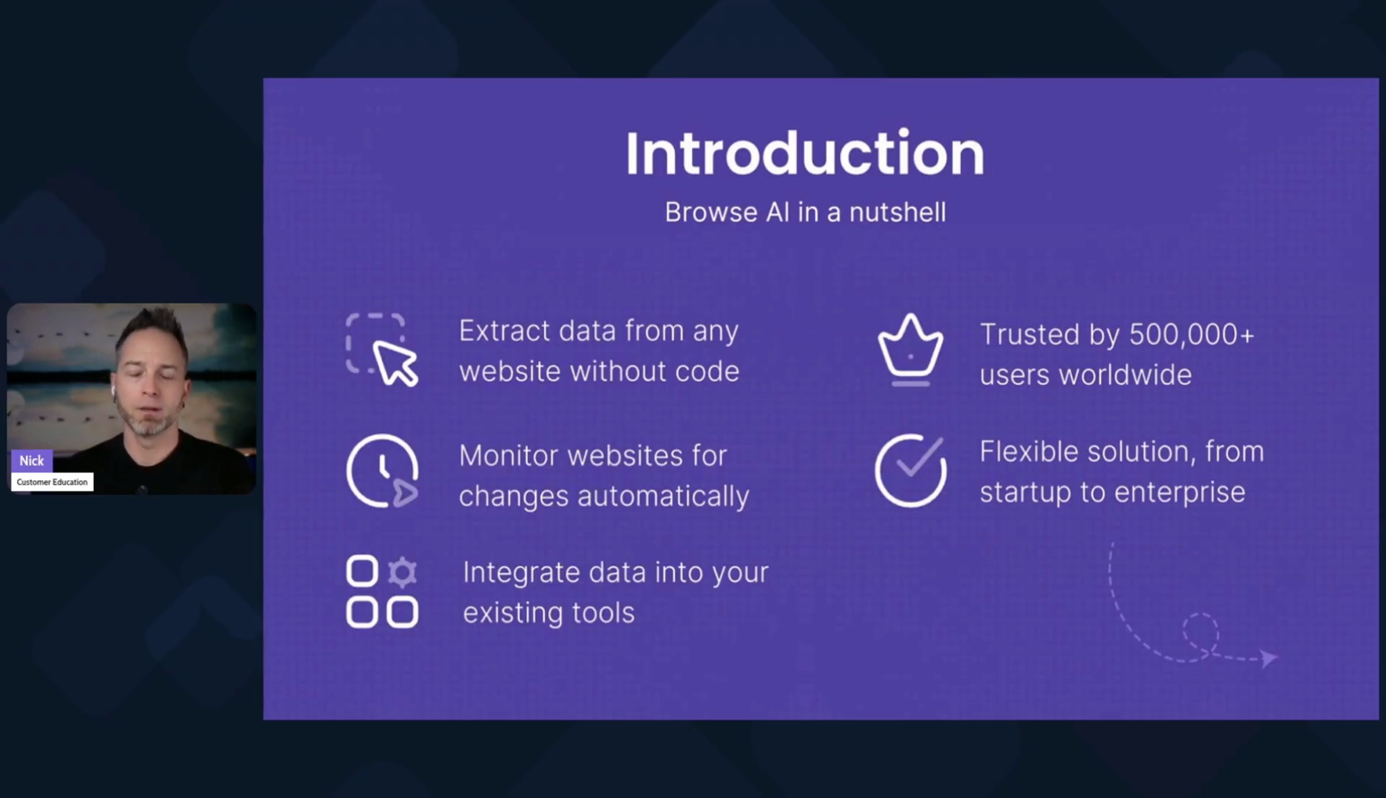And speaking of, here's Browse AI in a nutshell for anybody who's not super familiar. It lets you extract data from any website without needing to know how to code at all. You can monitor those websites for changes automatically, so you can check those websites and scrape them when there's new information. You can integrate that data into your existing tools. So we've got Google Sheets and Airtable as native integrations. You could send it to tools like Zapier, Make, Pabbly to get it to the rest of your tech stack. And those are some of the reasons we're trusted by over 500,000 users worldwide. And this is anywhere from startups and freelancers to small, medium business to enterprise. It runs the gamut from all sizes of business.